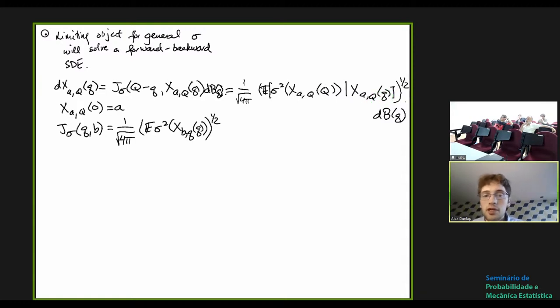So this is still circular, because what you expect the solution to be at the end is certainly dependent on what the diffusivity is going to be now. But you can actually make sense of this equation via a fixed point argument. So this is the object that will come up.